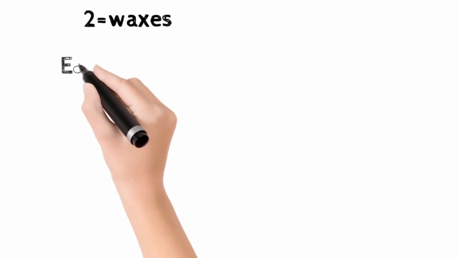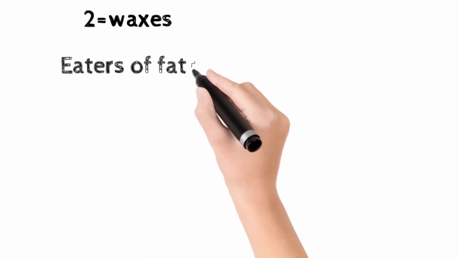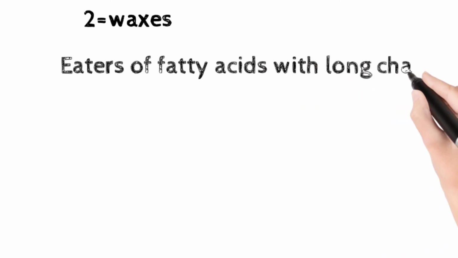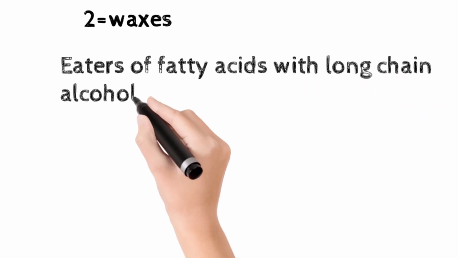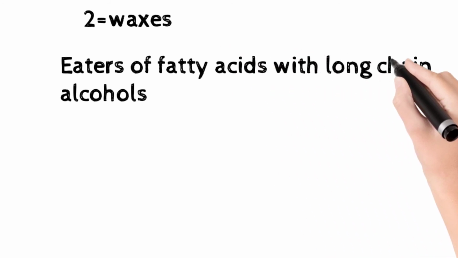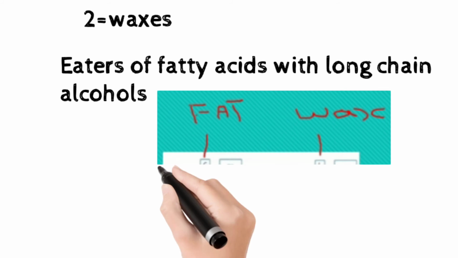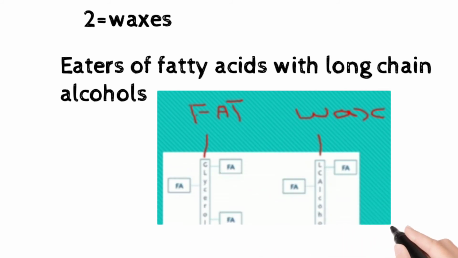Now come to the waxes. This is the second type of simple lipids. Here also there is an ester of fatty acid with long chain alcohol. In fat there is an ester of fatty acid with glycerol, but in waxes the difference is the long chain. Look at the wax, there is a long chain in the center with fatty acid attached.